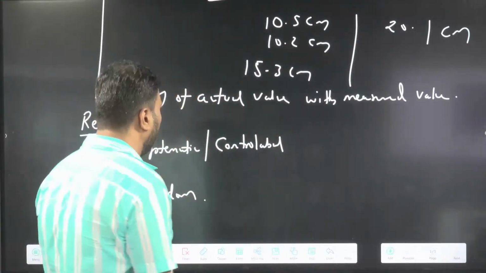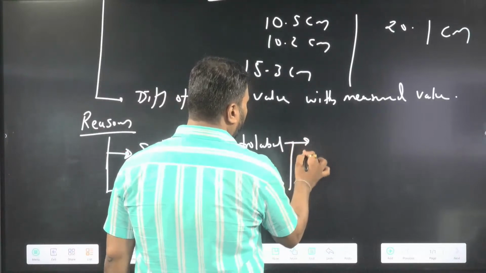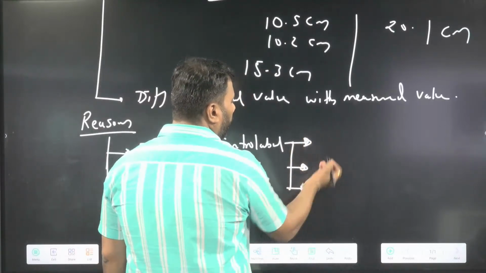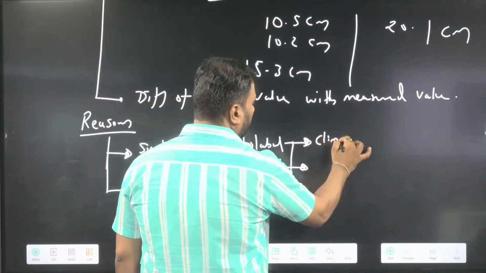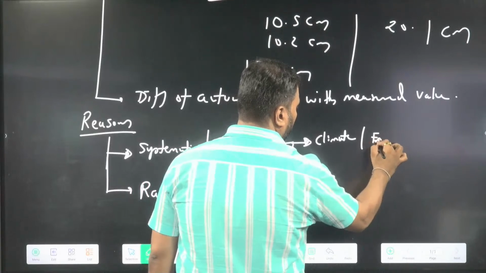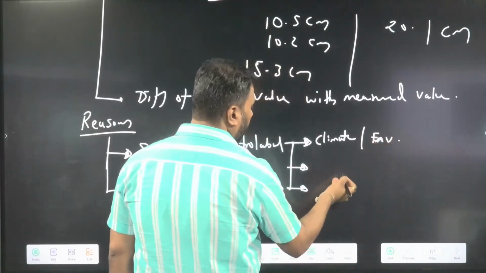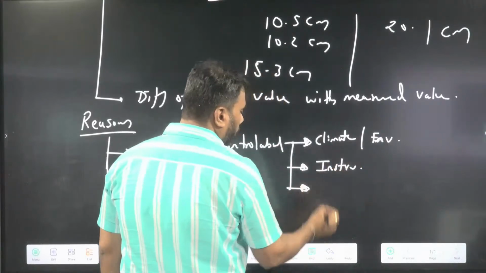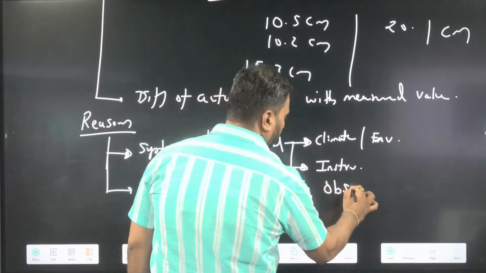What are systematic errors? If we classify systematic error, you will understand them in a better way. One may be due to the climate or conditions around you, or environment. The other may be due to the instrument. The other may be due to observation.